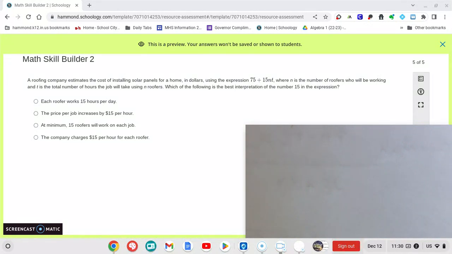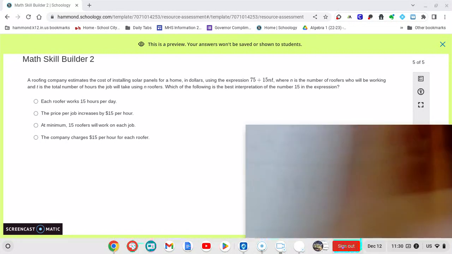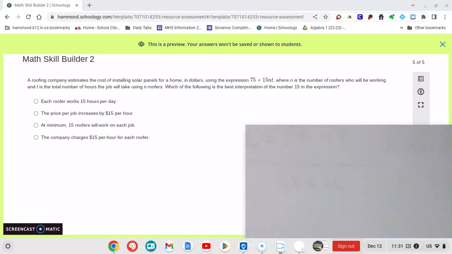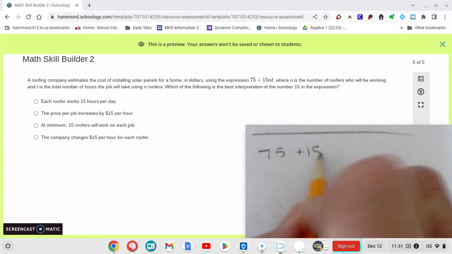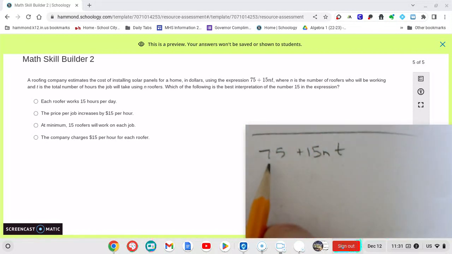So a roofing company estimates that the cost of installing solar panels for a home in dollars is represented by this expression, 75 plus 15nt. So we have a set amount and a variable amount. This is definitely a linear expression. n is the number of roofers who'll be working. t is the total number of hours the job is going to take with n number of roofers. And it wants to know, what does this 15 represent?